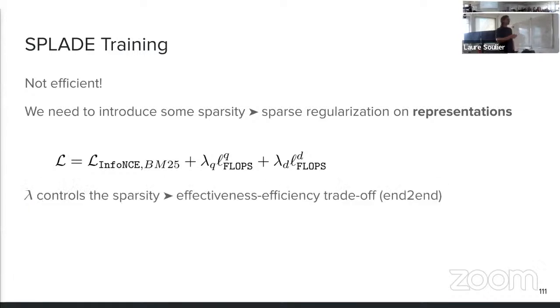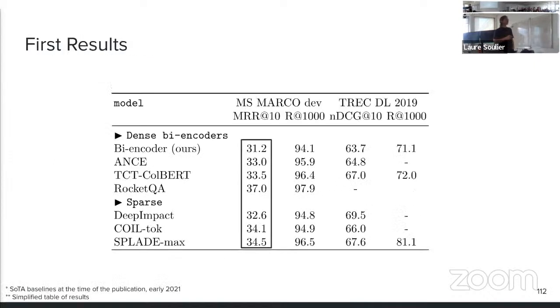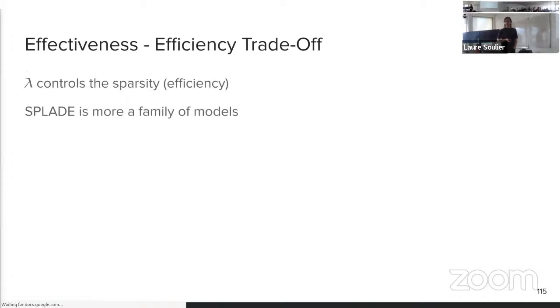And so with SPLADE, we have a hyperparameter that controls the sparsity, so the strength of the regularization, which means that we have a trade-off between effectiveness and efficiency, and both aspects were learned end-to-end. And so if we look at first results on the MS MARCO dataset, we see that the model is state-of-the-art for sparse models and competitive with respect to dense bi-encoders.